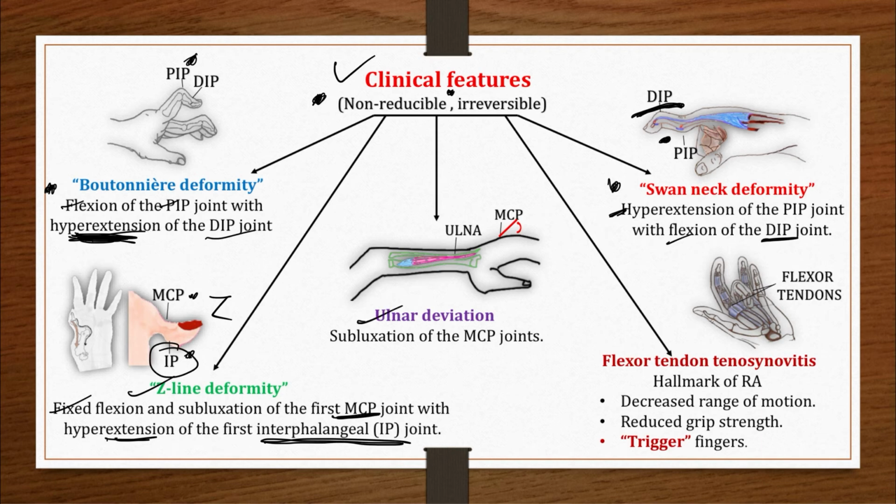Ulnar deviation. This is because of the subluxation of the MCP joint, right? So please take note that this deviation is on the level of the metacarpophalangeal joint, not here, okay? Then flexor tendon tenosynovitis. This is the hallmark of rheumatoid arthritis, and the patient comes to you with a decreased range of motion, reduced grip strength of the wrist, and the fingers look like a trigger, right? So known as trigger fingers.